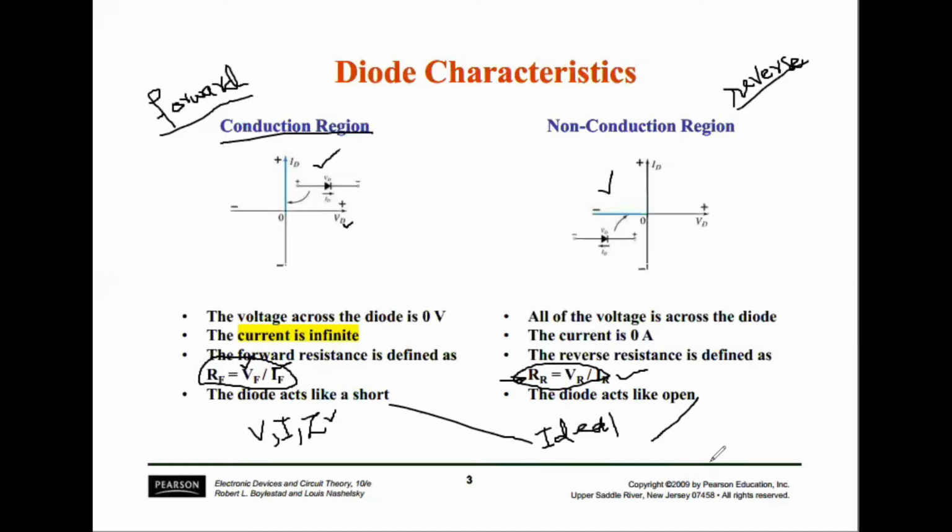Okay, in these two cases, the diode will be the short circuit and open circuit. Okay, so now I think it's understandable.